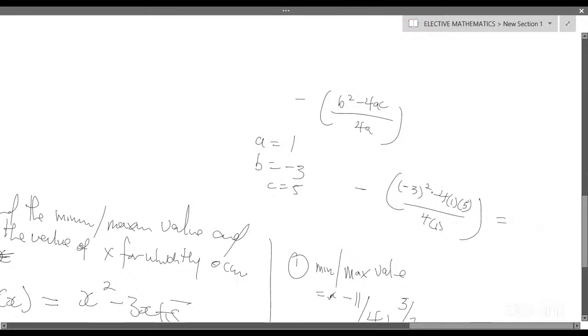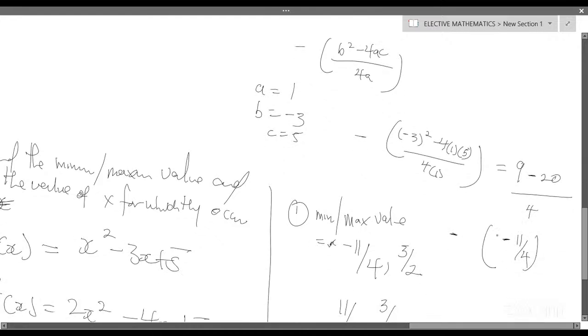So here, 3 squared is positive 9. Negative 3 squared is positive 9. So 9 minus, this one will give us 20, right? Divided by 4. And 9 minus 20, you know that it's negative 11. But there is a negative outside the bracket. I think that was what Elsie forgot. So minus into bracket minus 11/4.